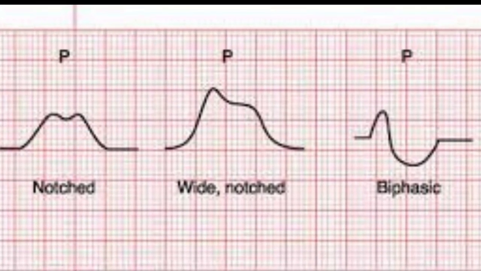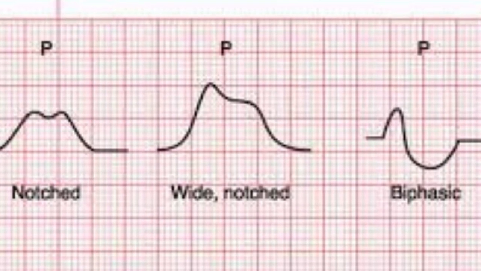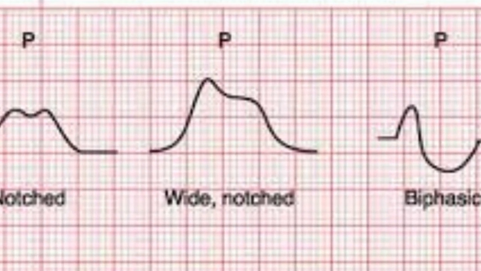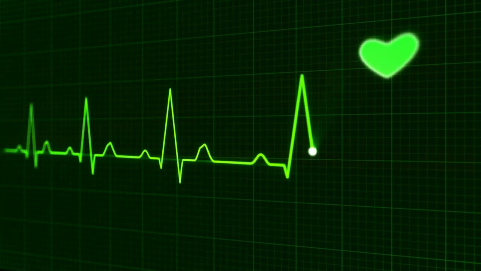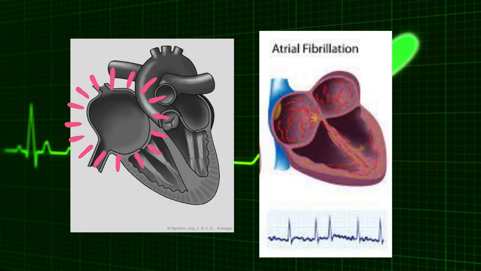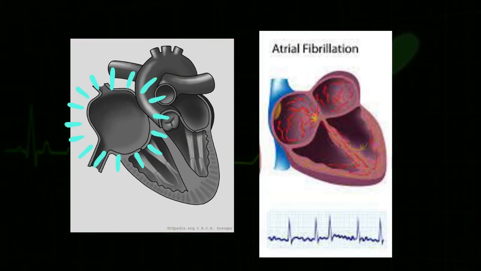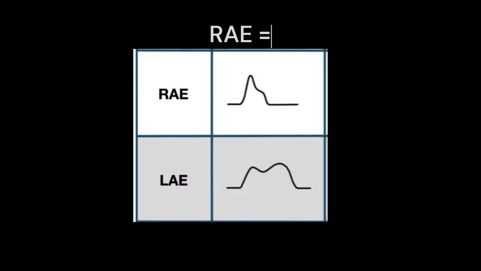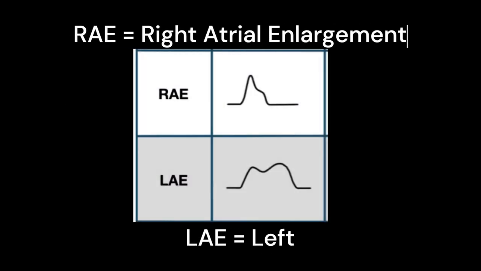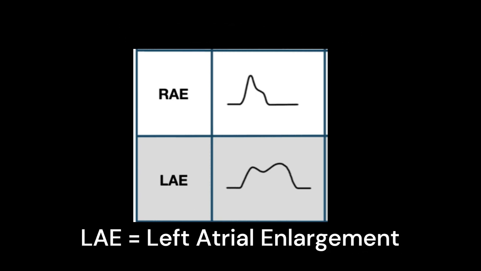Abnormal P waves may have different shapes, amplitudes, and durations depending on the underlying condition. Abnormal P waves may indicate conditions such as atrial enlargement, atrial fibrillation, or other types of arrhythmias. For example, in atrial enlargement, the P waves may be wider, taller, or more notched than normal.